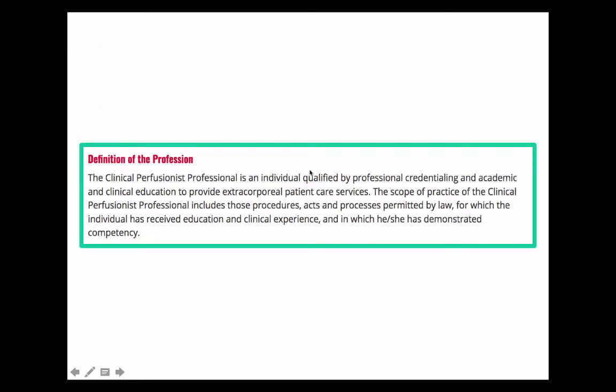So a couple of things. Individual qualified by professional credentialing, that would be from the American Board of Cardiovascular Perfusion, the CCP, Certified Clinical Perfusionist, and academic and clinical education, that's you going to an accredited perfusion school. So these things qualify you to provide extracorporeal patient care services. It's interesting, in which he or she has demonstrated competency.